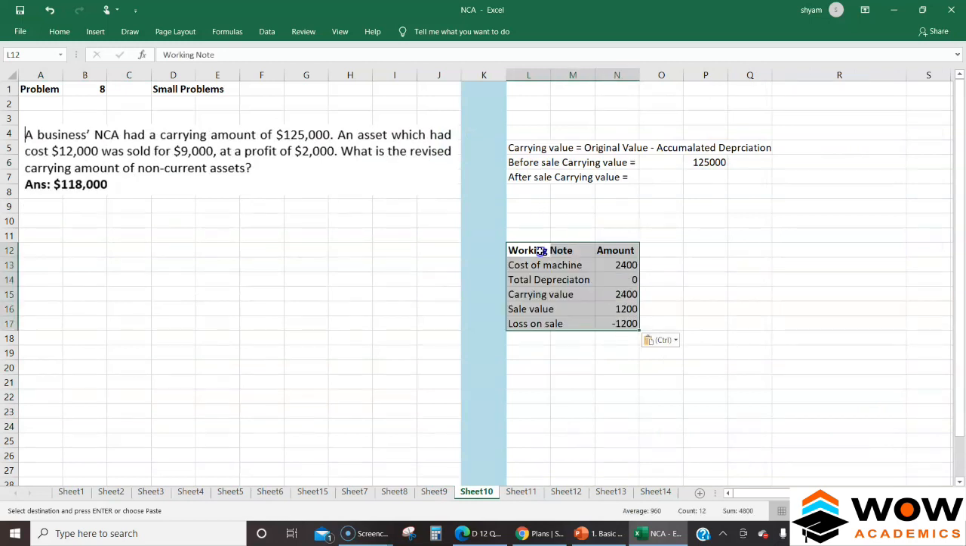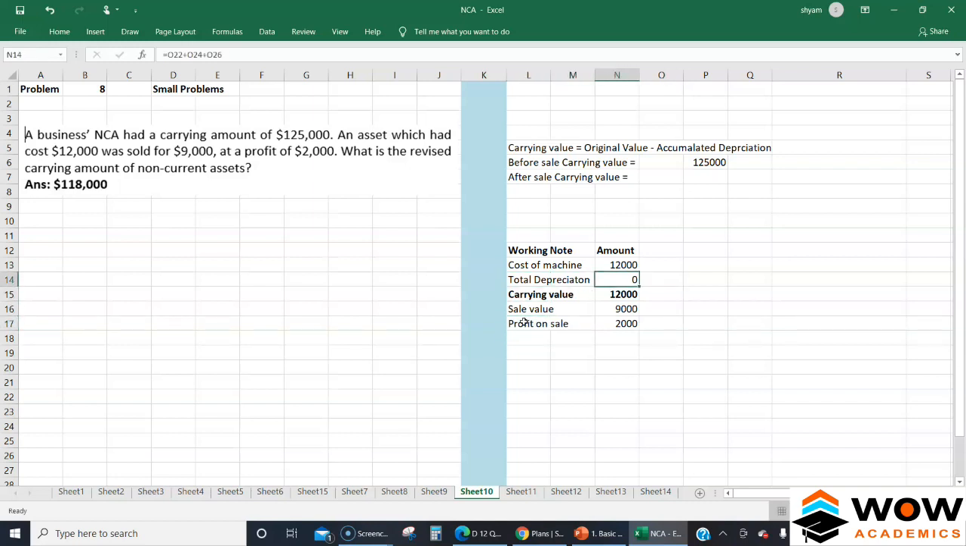Okay, so look here, this is the number that he wants. What are the numbers he has given? He is given that the cost of the machine is 12,000. It was sold for 9,000 and they have made a profit on sale of 2,000. Now it's like reverse working.